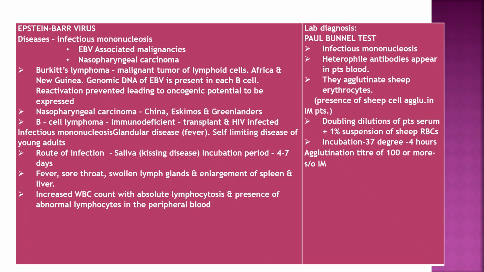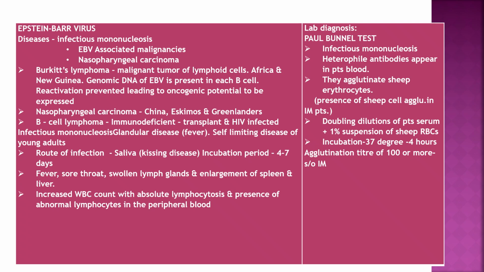Summary. Epstein-Barr virus diseases: infectious mononucleosis and associated malignancies. Burkitt's lymphoma, a malignant tumor of lymphoid cells, in Africa and New Guinea. Genomic DNA of EBV is present in each B cell. Reactivation is not prevented, leading to oncogenic potential being expressed. Nasopharyngeal carcinoma: China, Eskimos, Greenlanders. B cell lymphoma: immunodeficient, transplant and HIV infected. Infectious mononucleosis, glandular fever: fever, self-limiting.